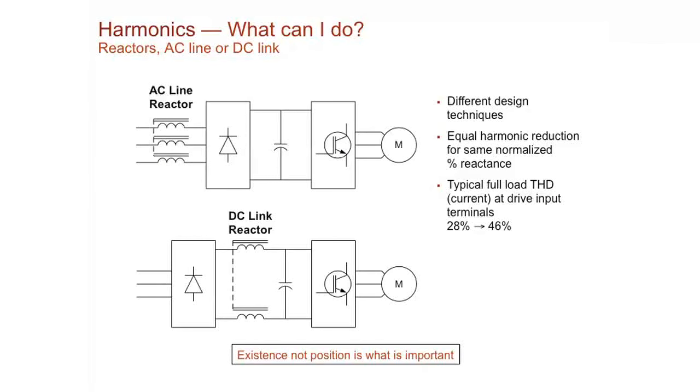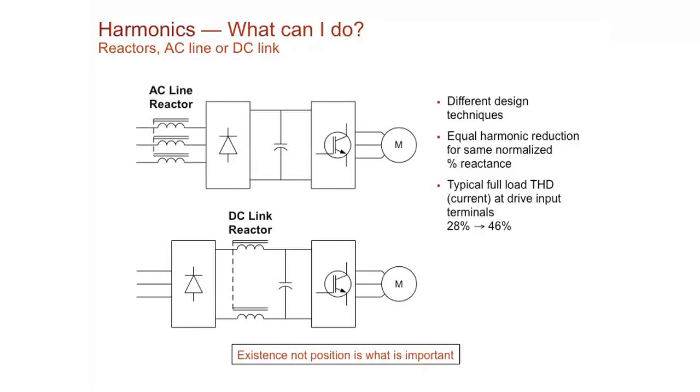So where would a line reactor fit in our little drive picture? Here's our diodes, here's our capacitor bank, here's our IGBTs. An AC line choke would sit on the front end. It could be an external device. It could be built into the drive. Our 850s have them built in. We've got a 3% line reactor basically. In a DC link form, it sits right between the capacitor banks, typically in the plus and minus leg of the DC bus.